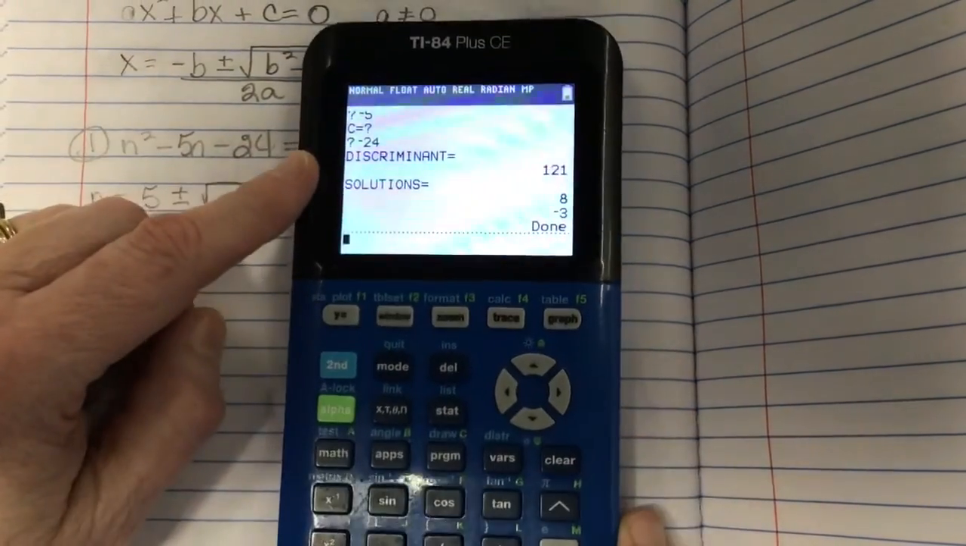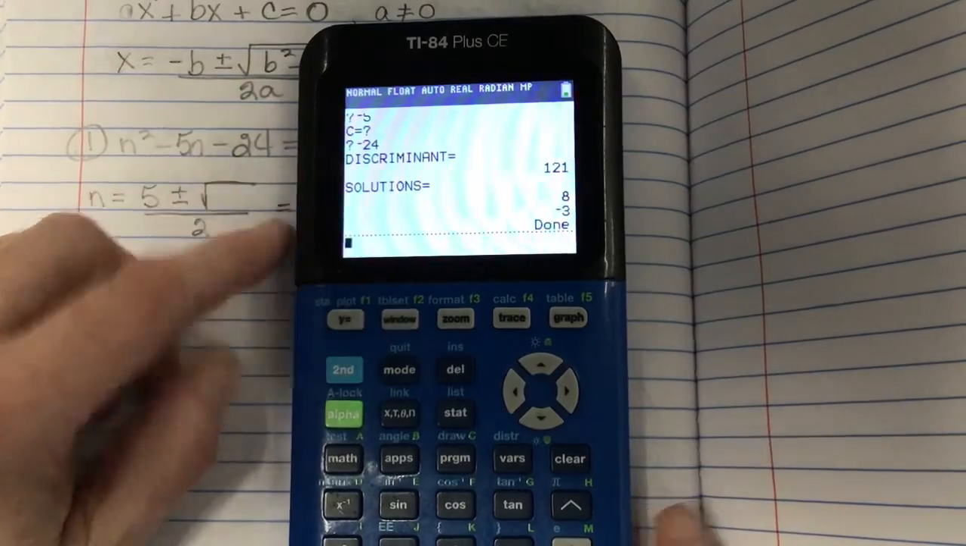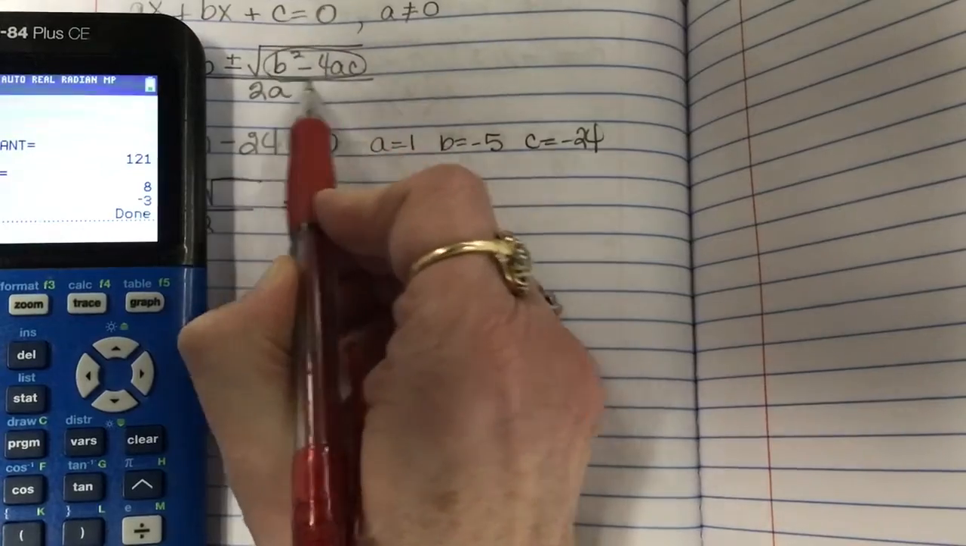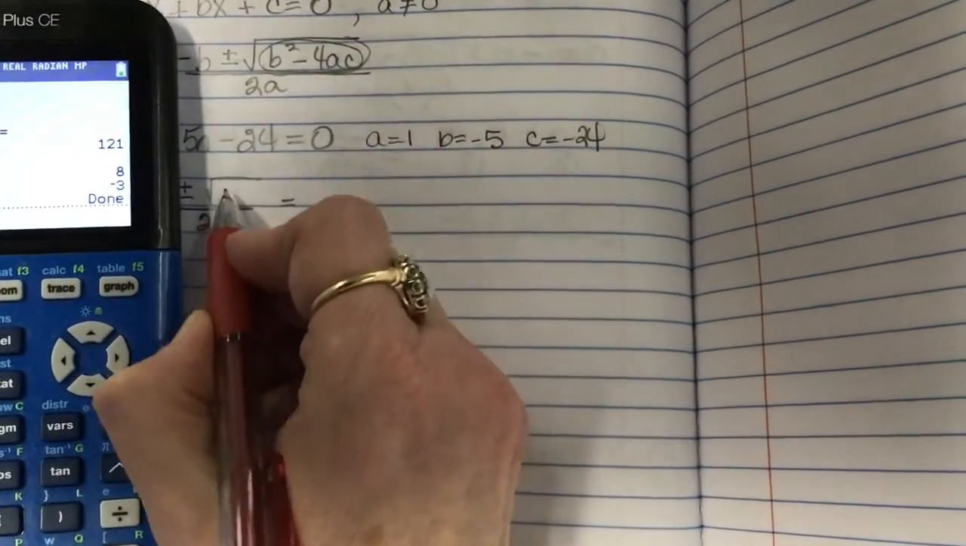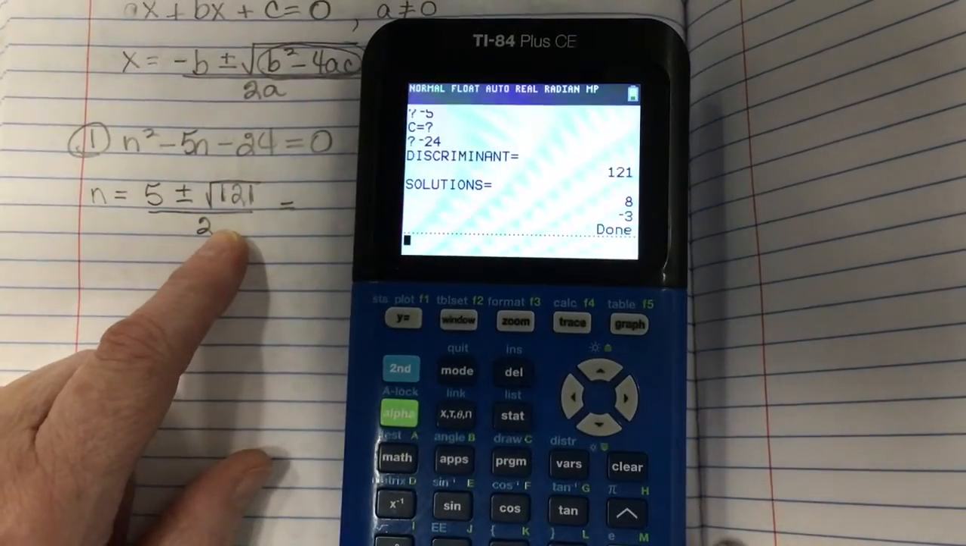Where y'all had to calculate the discriminant in lesson 30, it has now done. I didn't ask you that, but I assumed you remembered that the discriminant was what was under the radical up here. So it tells me this one, and I can go ahead and put my 121 there.